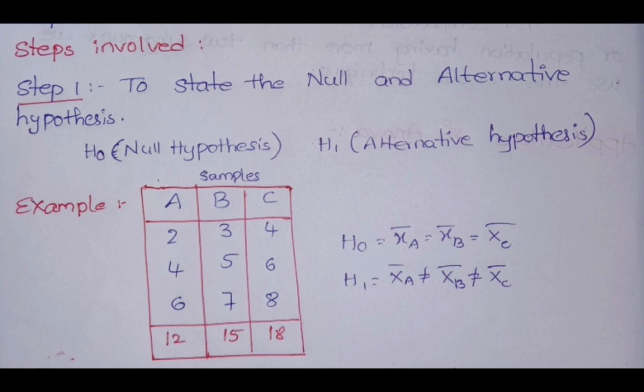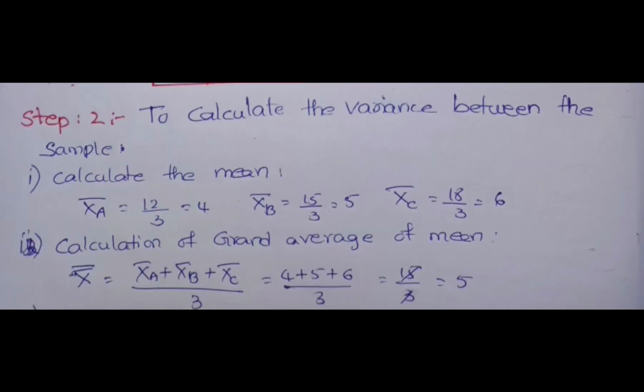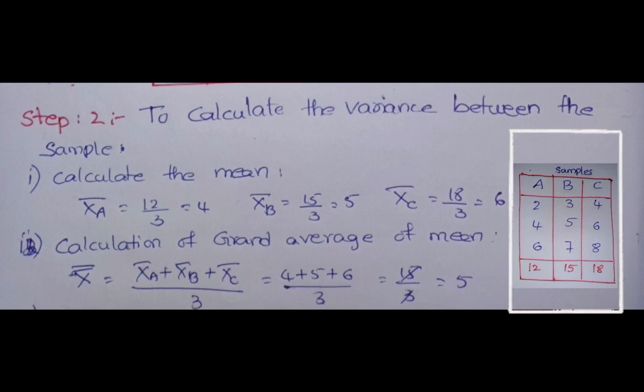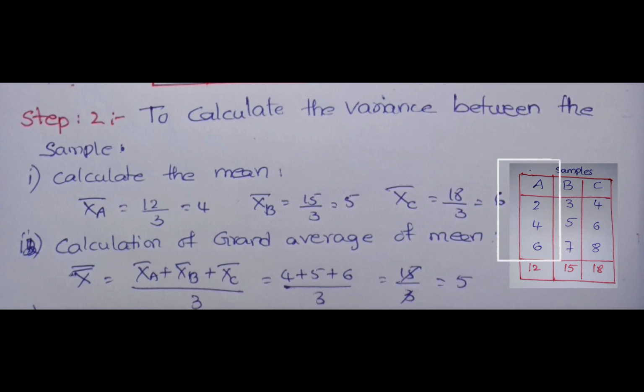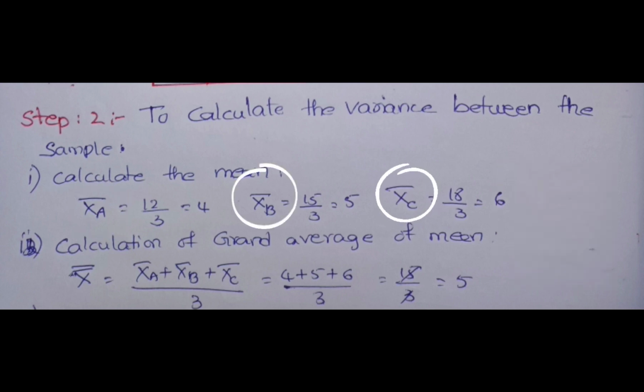Step 2. In step 2, we should calculate the variance between the samples. To calculate the variance, firstly we should calculate the mean. Mean is nothing but XA bar. To get the value of XA bar, firstly we should calculate the sum of total samples in column A. The sum of total samples in column A is 12, divided by the number of samples, which is 3, that equals 4. In the same way, we should calculate the XB bar value and XC bar value.